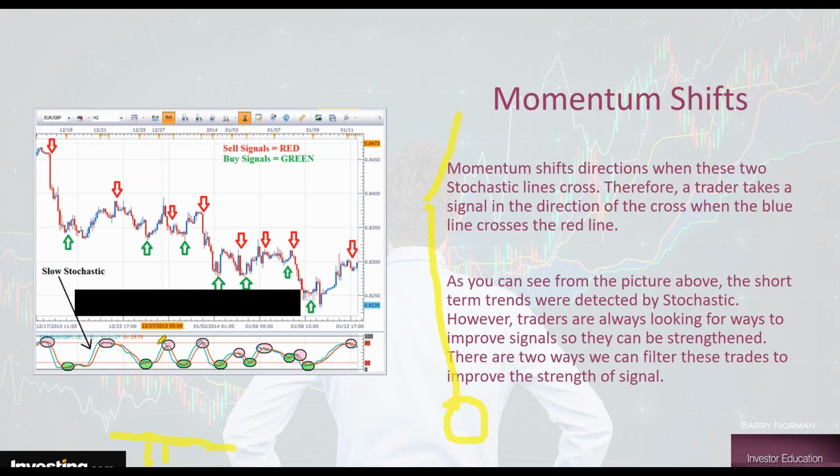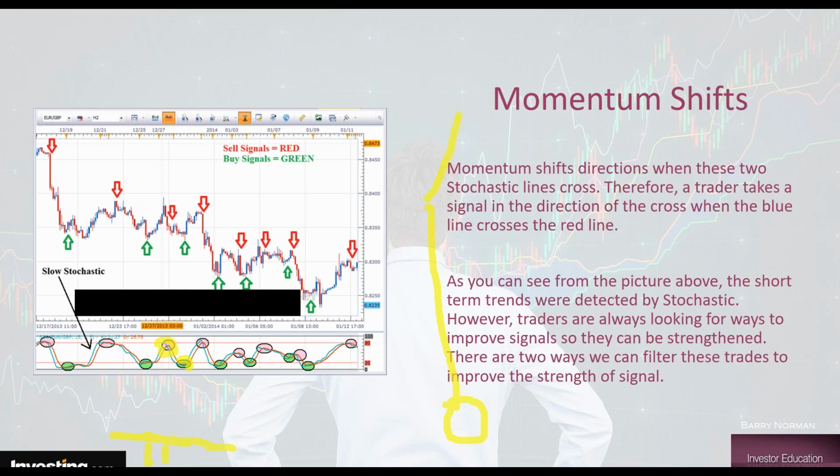Again, I use my MACD. I am a firm supporter of MACD. It's one of my favorite indicators. Lots of people like using the crossovers from stochastics. As you can see from this picture, the short-term trends were detected by stochastics. However, traders are always looking for ways to improve signals so they can be strengthened. There are two ways we can filter these trades to improve our signals.